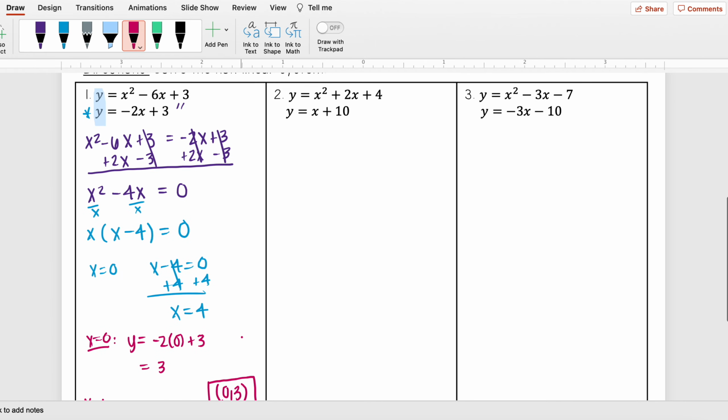Okay, let's try another one. So here I have y equals x squared plus 2x plus 4 and y equals x plus 10. So I see they're both equal to y, so that means I can set them equal to each other. And so I have x squared plus 2x plus 4 is equal to x plus 10. And now with any quadratics, I need to get all my terms on one side. So I'm going to subtract x and subtract 10.